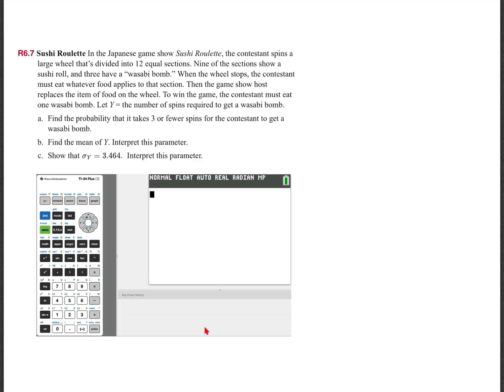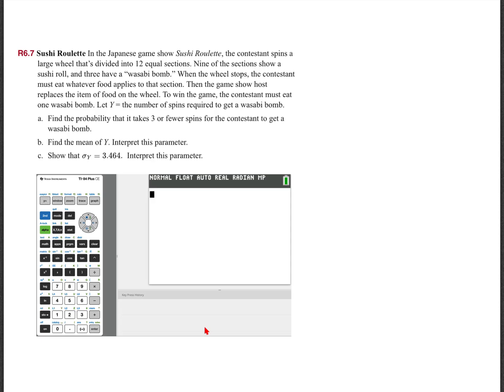Okay, in the Japanese game show Sushi Roulette, the contestant spins a large wheel that's divided into 12 equal sections. 9 of the sections show a sushi roll, and 3 have a wasabi bomb. When the wheel stops, the contestant must eat whatever food applies to that section. Then the game show host replaces the item of food on the wheel. To win the game, the contestant must eat 1 wasabi bomb, so it has to land on wasabi just 1 time. Let y equal the number of spins required to get a wasabi bomb.